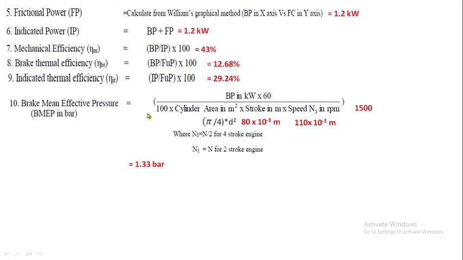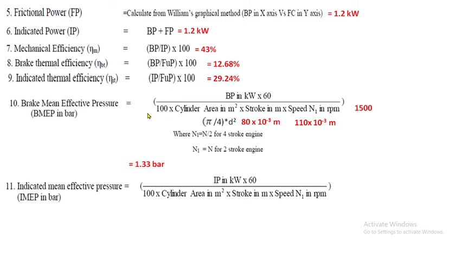Then indicated mean effective pressure. Instead of brake power, we are going to use the indicated power value. This is not 1.2. 1.2 plus 0.92 is 2.12 kilowatt here. There is a mistake. It is 2.12 kilowatt. Use that indicated power, substitute here, and find the indicated mean effective pressure. It will be more than which one? The brake mean effective pressure. Next.